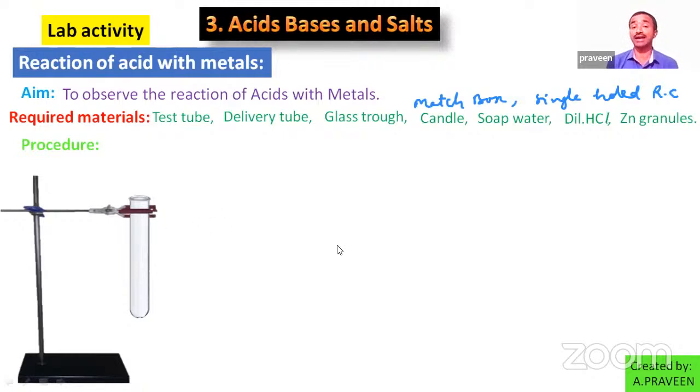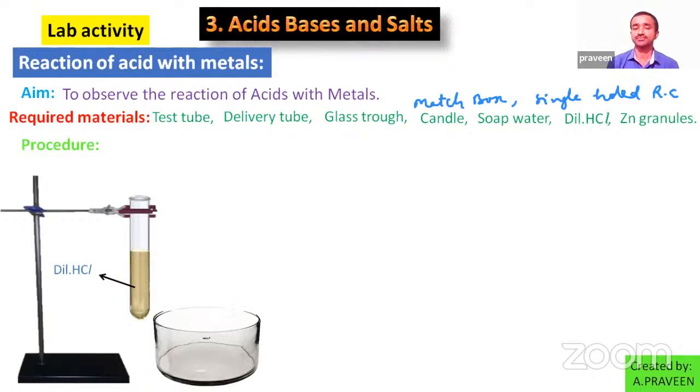Next, adding the solution. Add dilute HCl with the help of a dropper. It may be 10 ml or 20 ml, just enough quantity. Add the dilute HCl to the test tube. Next, take a glass trough and keep it on the table beside it. Fill it with soap water. So the glass trough contains soap water in it.